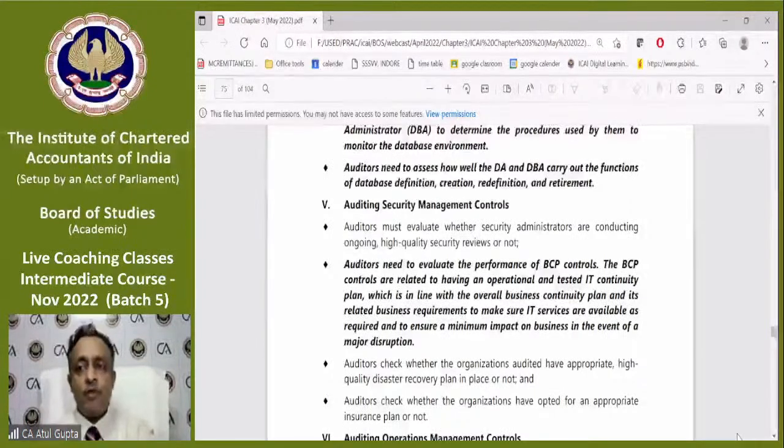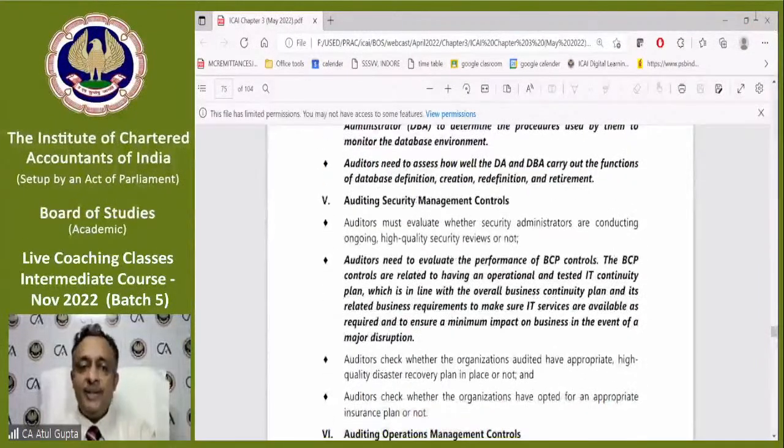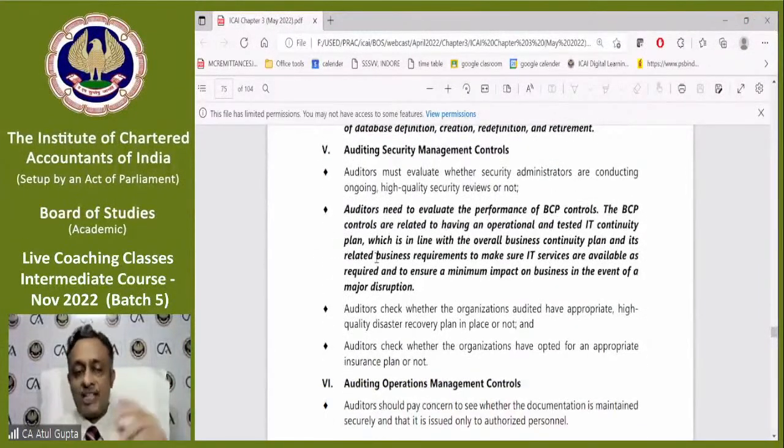Okay. Yogesh, I've got your query. I'll answer it. Then, so that is on DA/DBA. We are on audit of security management system. I am expecting an answer from you. Once you answer this, then I'll come to the BCP word again. Okay.